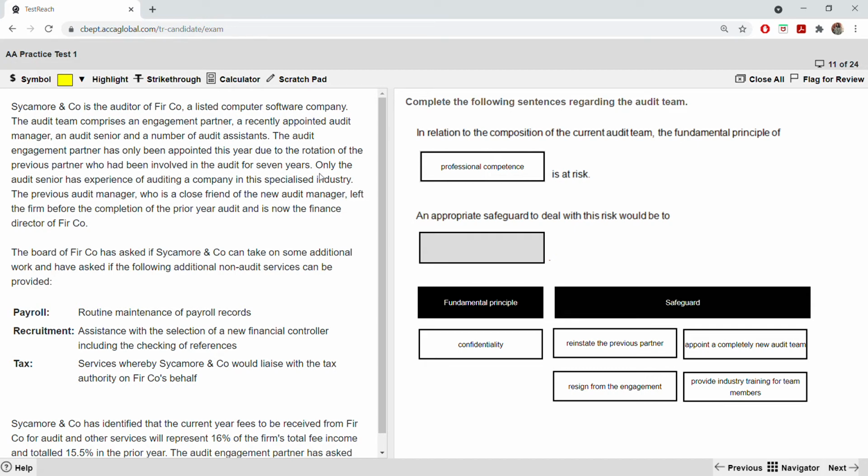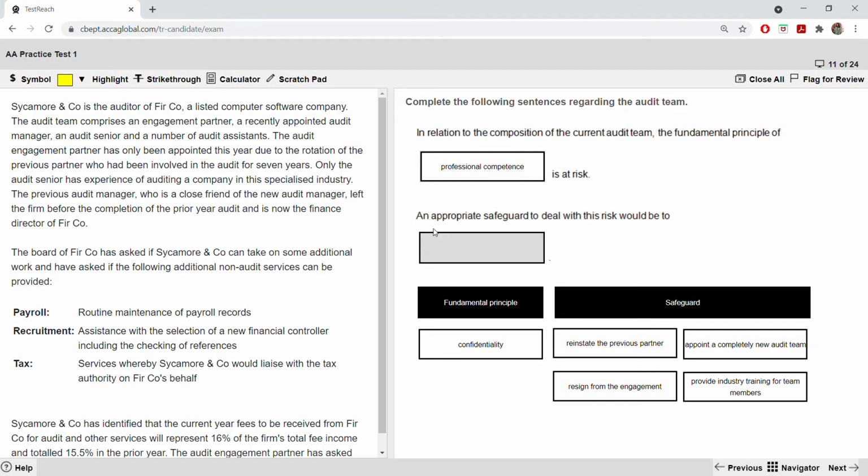Because here they have told audit, okay, only the senior auditor has experience. The rest don't have experience in that. So because of that, it will have an impact on your professional competence. You're not competent enough. That's what it means. Professionally, the new auditors and the ones who do not have the experience are not competent enough. That's why professional competence is at risk, because only the seniors have the experience.